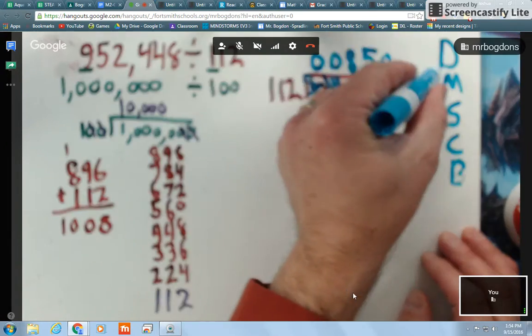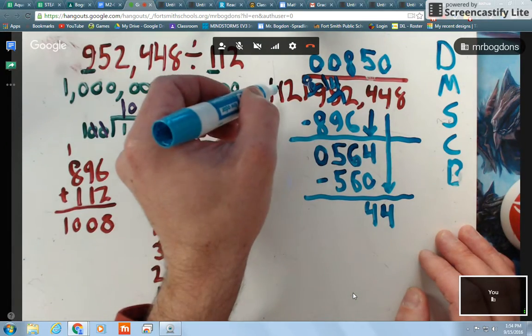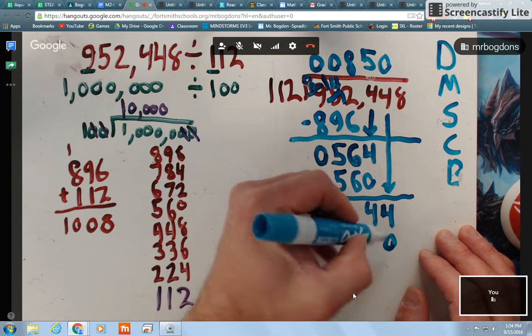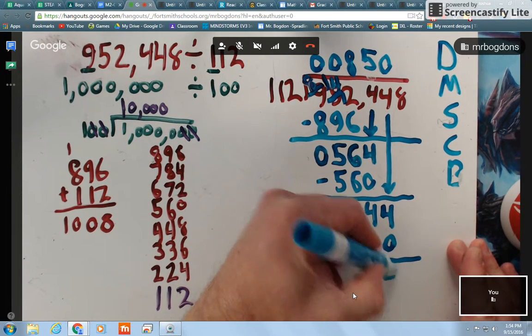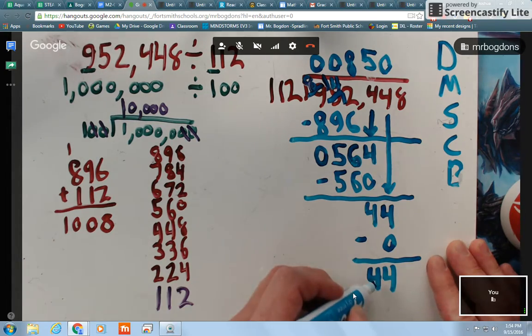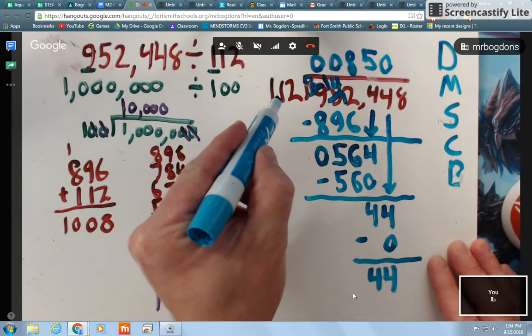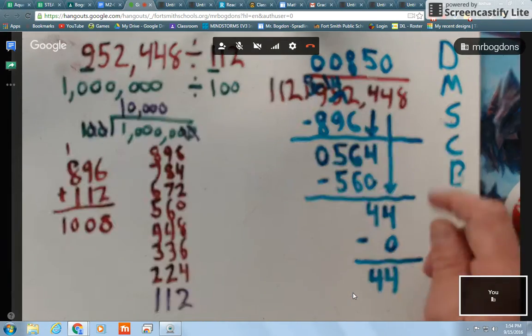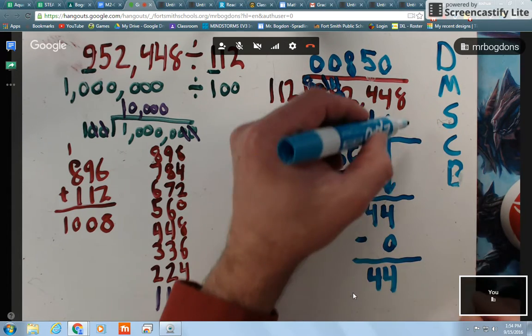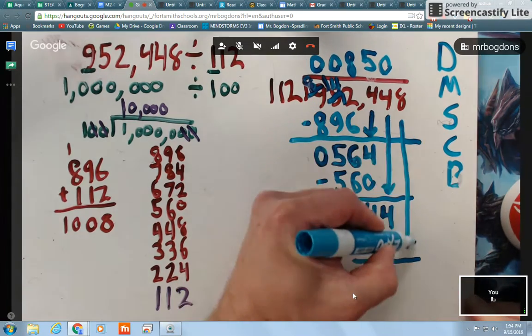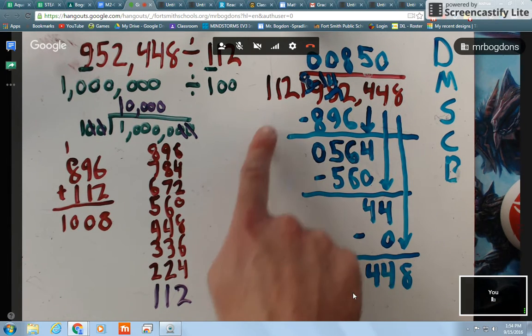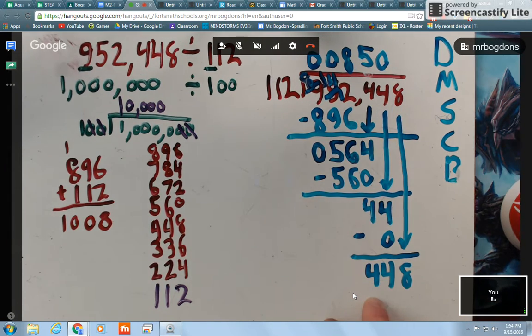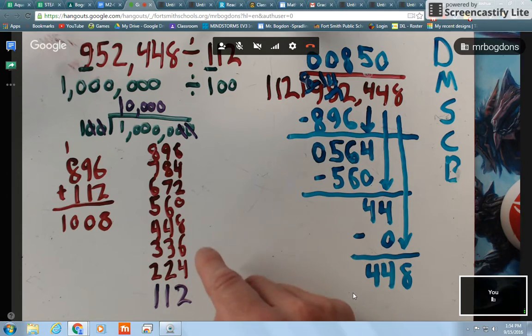Now I multiply 0 times 112. 0. Now I need to subtract. I'm checking, is 44 smaller than 112? Yes. Good to go. So now I need to bring it on down. Well, last time. Feels so good. All right, how many times will 112 go into 448? 4. 1, 2, 3, 4.